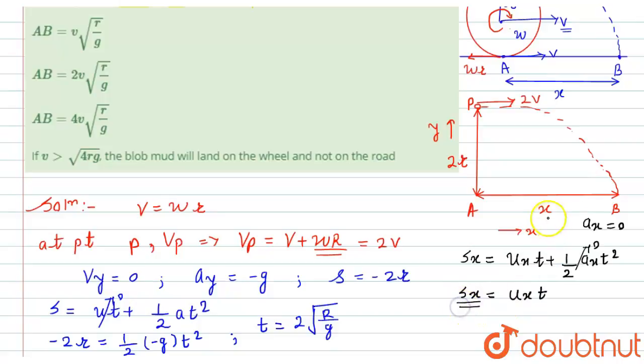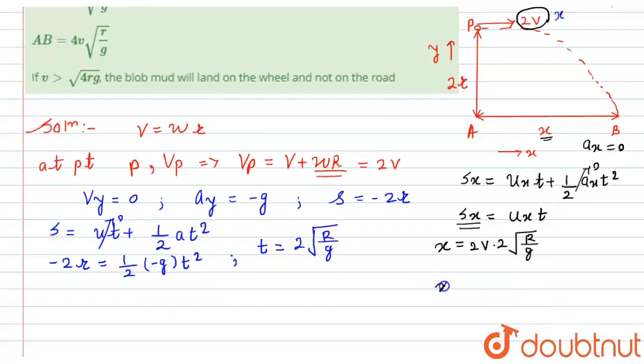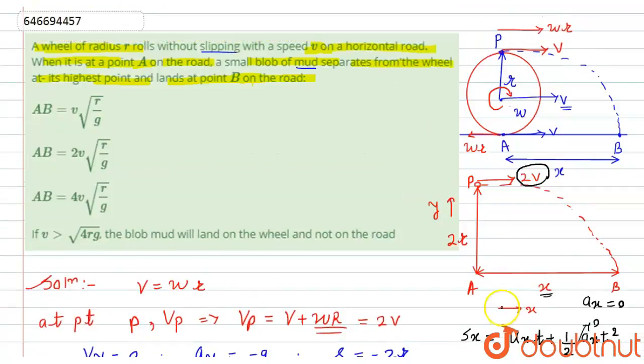Now s of x is nothing but x. So x equals ux, which is the velocity with which it is projected, and according to our calculation we got twice of v, so this becomes 2v into time of flight, that is 2 under root of r divided by g. So x equals 4v under root of r divided by g, in meters. This will be the required distance between A and B. So according to the given options, option C is the correct answer for this question. So this is the required solution.